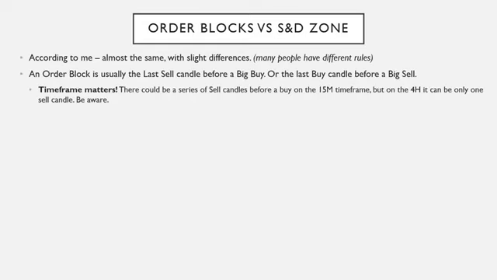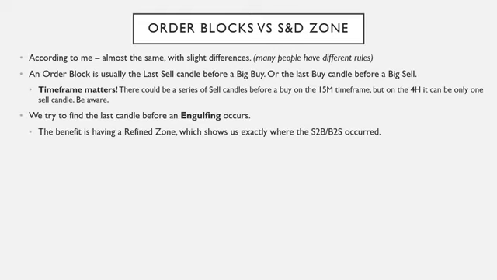Usually, an OB, according to me, is the last sell candle before the big buy or the last buy candle before a big sell. The time frame you look at will matter, because you can have a series of sell candles on the 15-minute, but on the 4-hourly chart, it can just be one candle. So be aware, and I'm going to show you examples of how exactly to draw them.